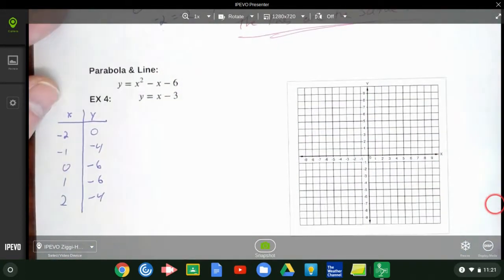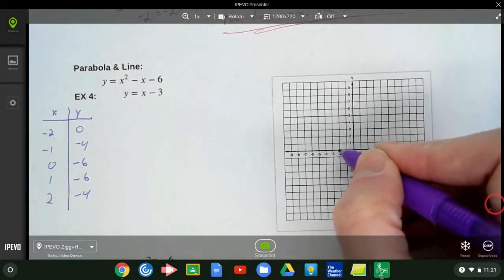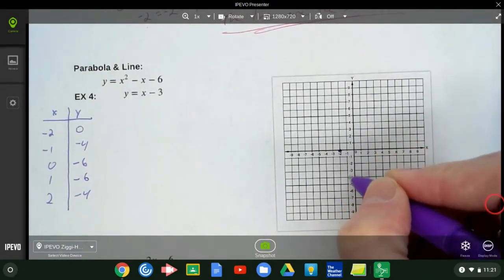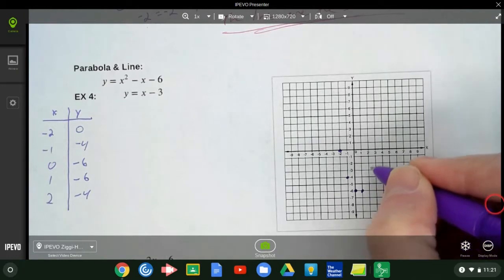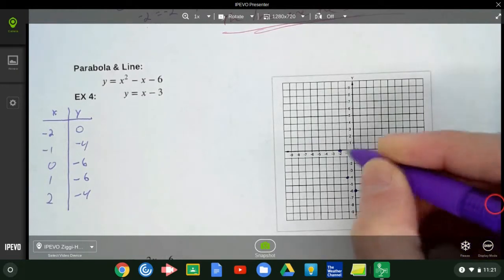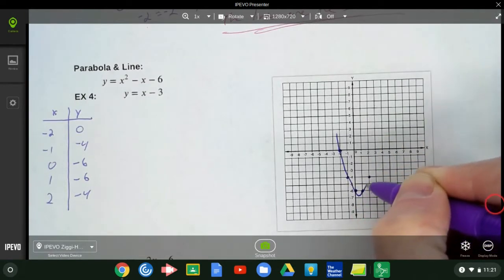So there's my graph that I want to do. I'm going to put those points on there: negative 2, 0; negative 1, negative 4; 0, negative 6; 1, negative 6; and 2, negative 4. So we can find our graph does something like that.